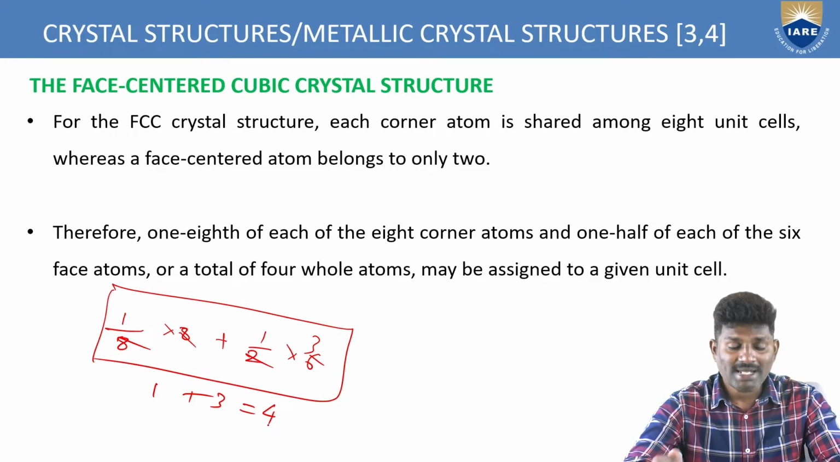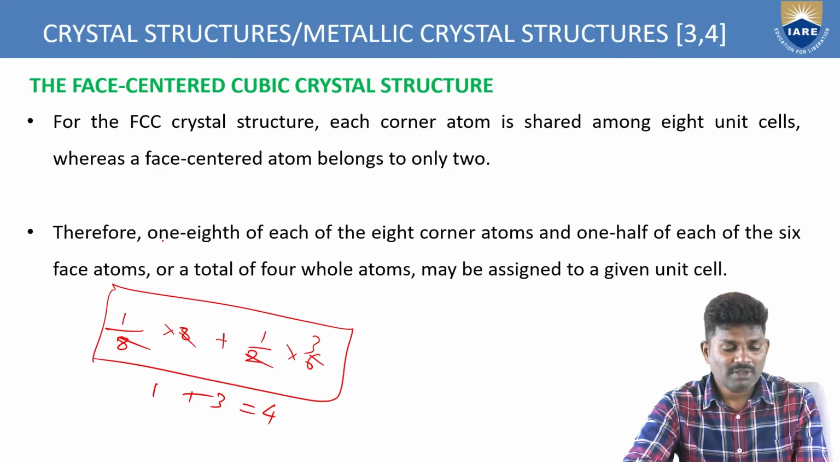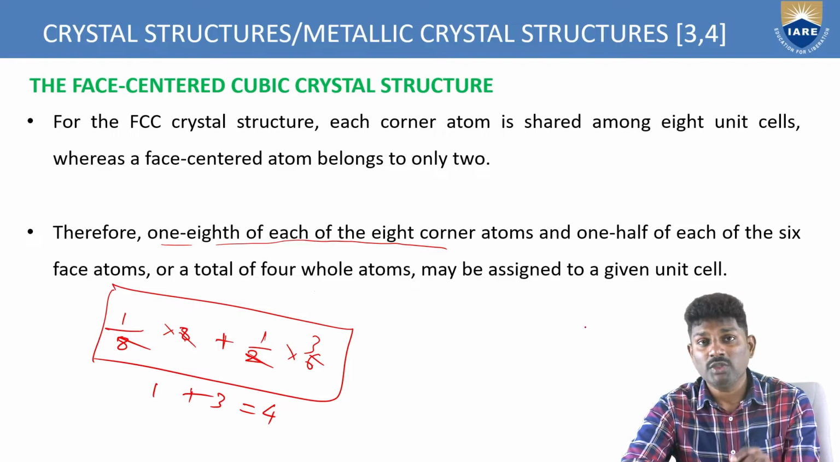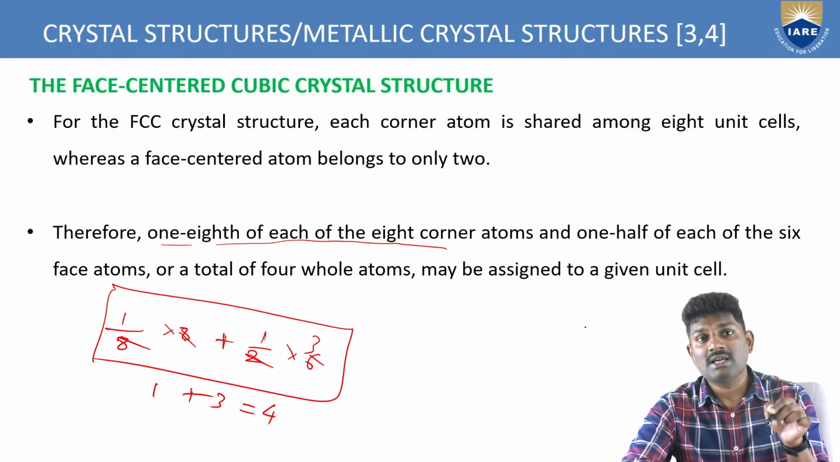So by this arrangement, what is happening here? 1/8 of each of the 8 corners. So 1/8 into 8 plus 1/2 of each of the 6 face atoms into 6. So 1/8 into 8 gives 1, and 1/2 into 6 gives 3, so you'll get 1 plus 3, which is 4. So totally 4 whole atoms may be assigned to a given unit cell in the case of an FCC.